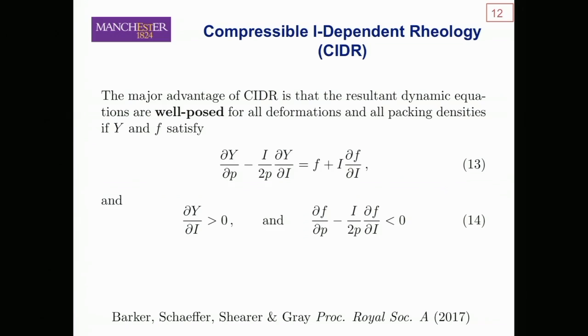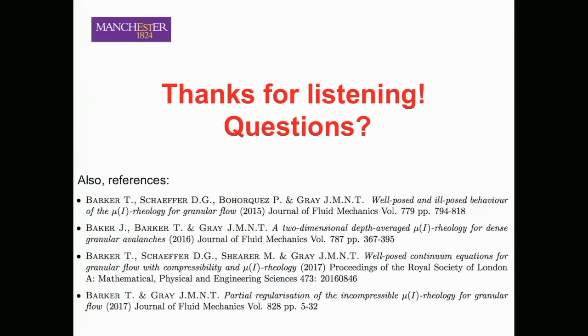Okay, and the real big bonus as well is that we can actually make these equations well posed for all deformations, that's all values of the inertial number, all strain rates, and all packing densities, provided that we choose these new functions, y and f, the yield function and the dilatancy function, to satisfy these criteria. These criteria come directly from the ill-posedness analysis, this linear stability analysis. But it actually turns out they have some other really important physical properties, like ensuring that every deformation dissipates energy, and every deformation also generates entropy. So actually the physicists really like these equations as well. So that's everything. I'll take questions.